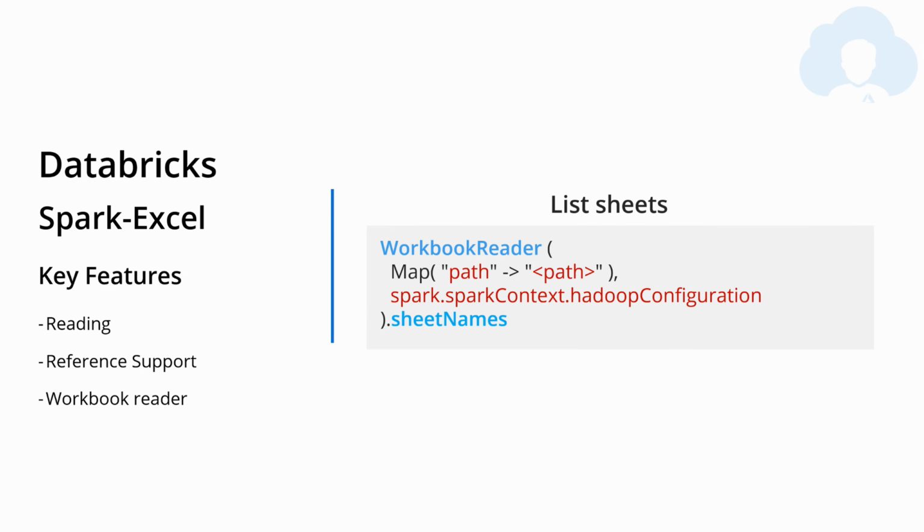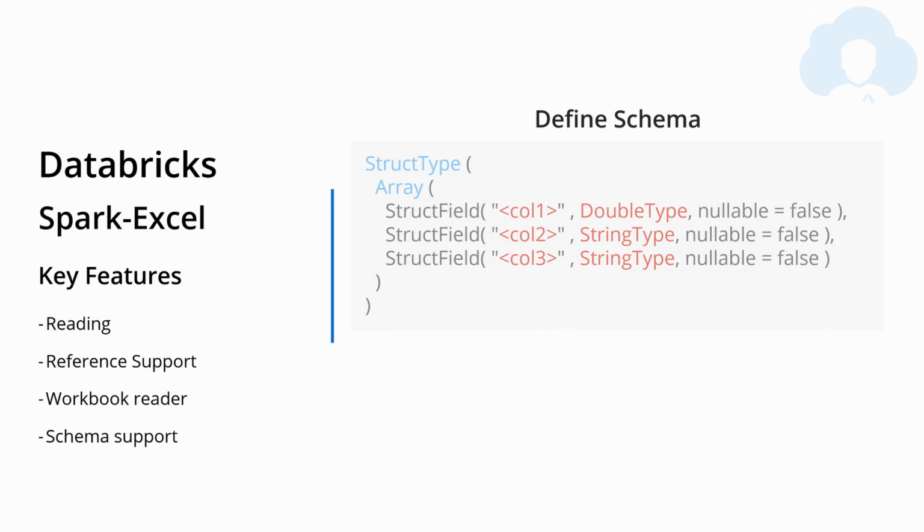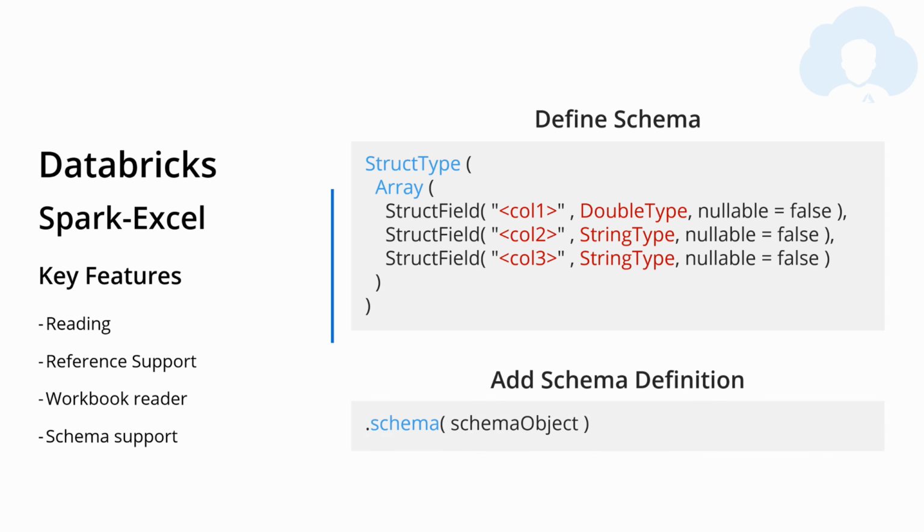If we go back to the presentation, what else does Crealytics give us? Additionally, what you have is schema support. So you can create a struct type that will allow you to enforce the schema from the Excel, because Excel is a free-form editing tool. So very often you will see issues with the data inside of the Excel. One of the ways to avoid that is to define the static schema before you read that file. And once you define the schema, you need to add that schema definition using the schema option.